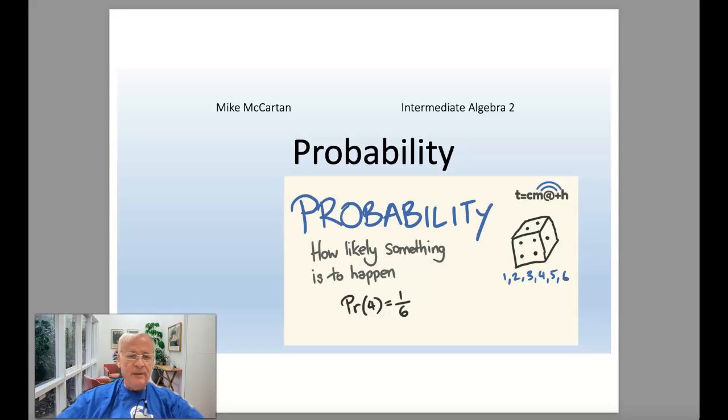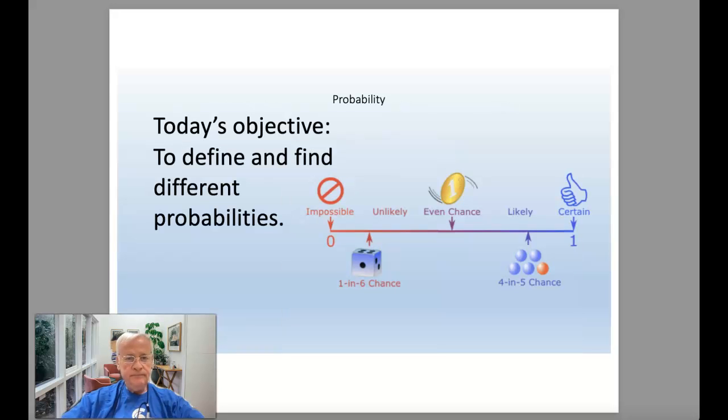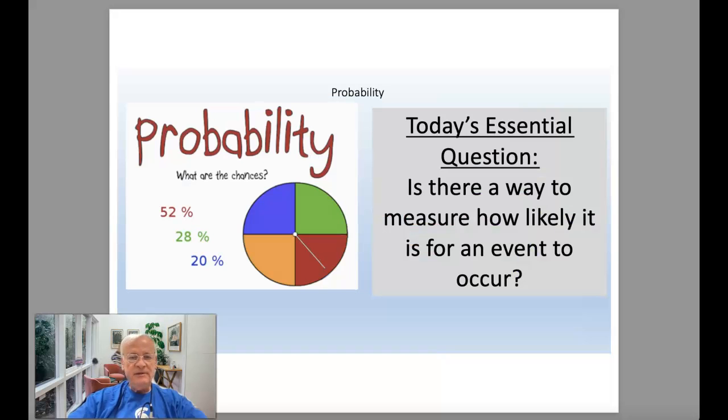We're starting probability today. It's a very important concept, probably the most important thing we'll cover during first trimester. How likely it is for an event to happen. Today's objective is to define and find different probabilities. It's just our introduction of probability. Today's essential question: is there a way to measure how likely it is for an event to occur?